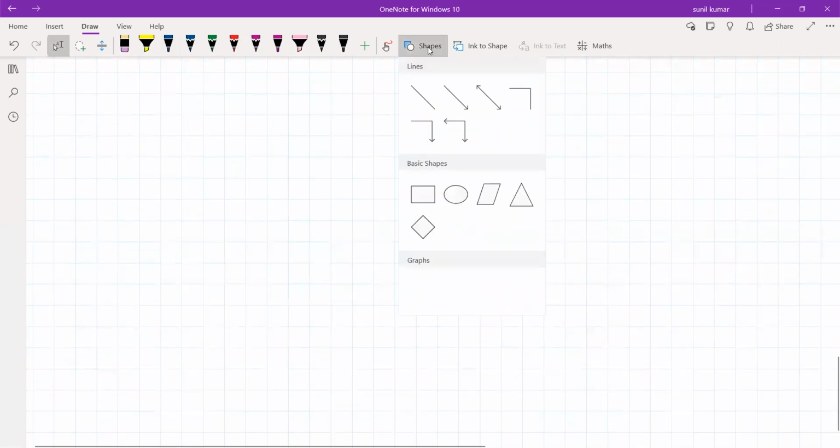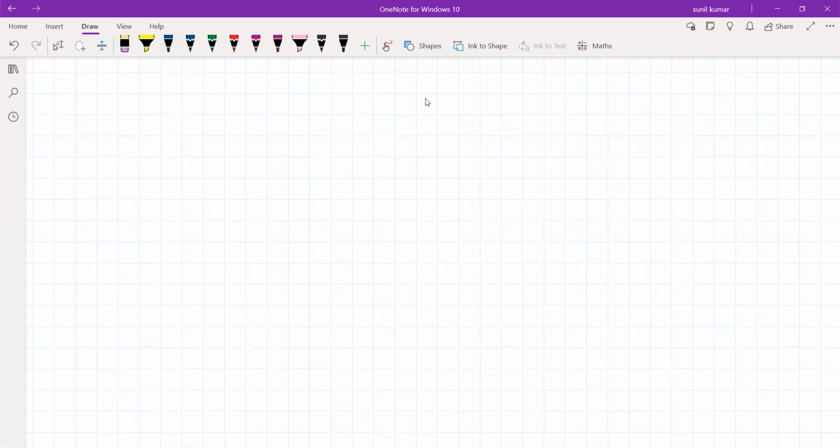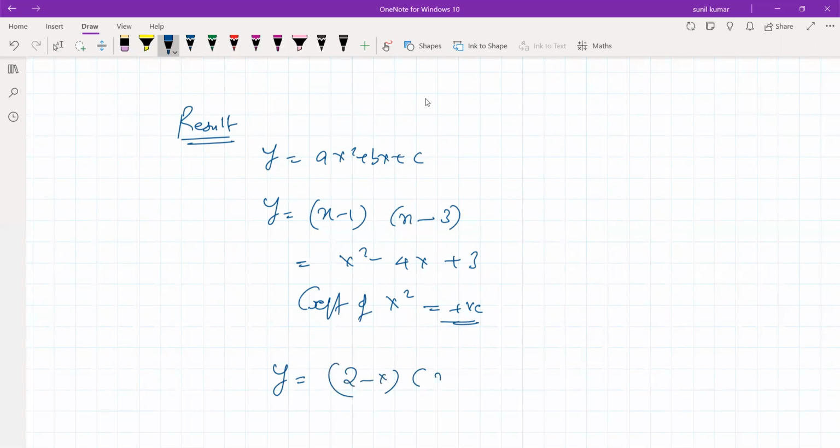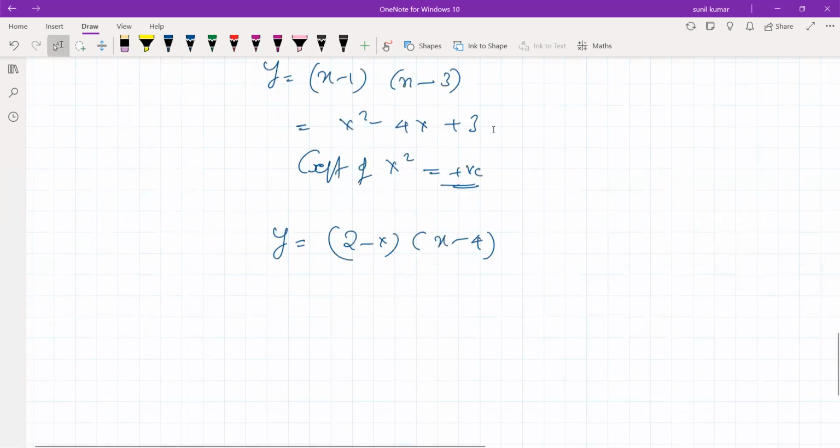Now, you can see that y equal to ax square plus bx plus c. So you can see that y equal to (x minus 1) into (x minus 3), so x square minus 4x plus 3. You see here the coefficient of x square is positive. But if you take it like this, for example, (2 minus x) into (x minus 4), in this situation, what is happening?